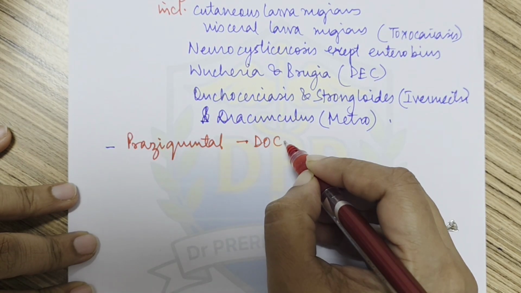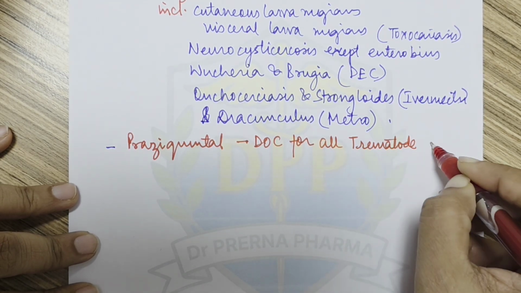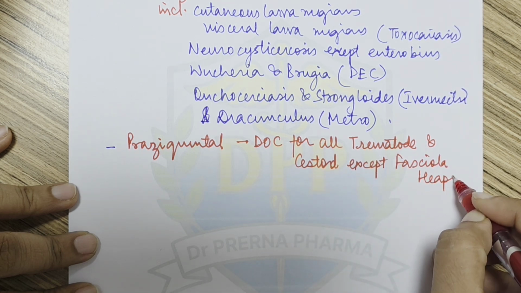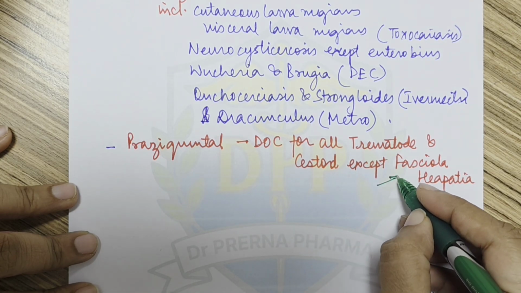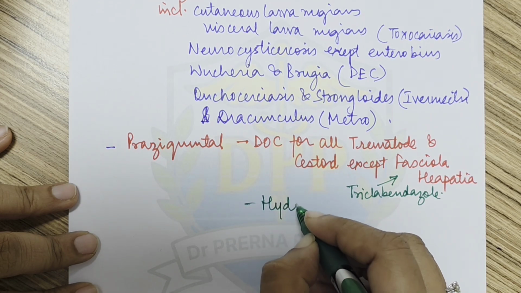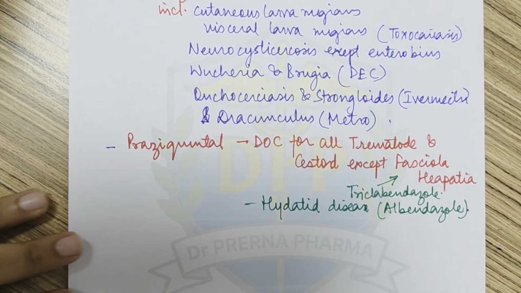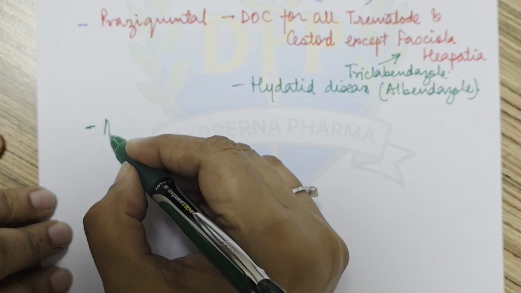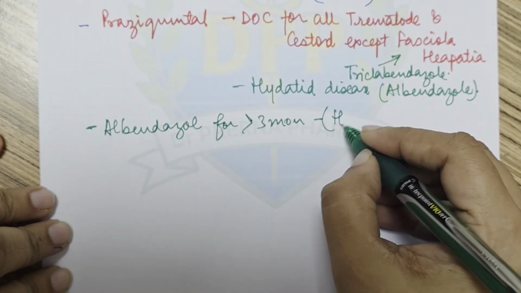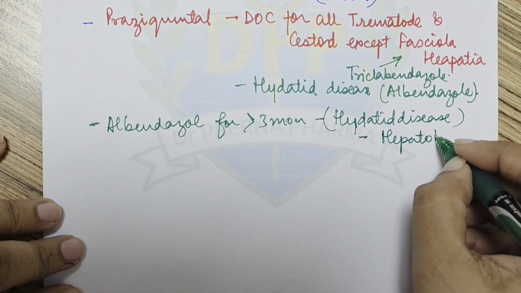The next point, praziquantel is the drug of choice for all trematode and cestode infection except fasciola hepatica. In fasciola hepatica we use triclabendazole. In hydatid disease we use albendazole. Next is that high dose albendazole can be used for more than 3 months, like it is used in hydatid disease, and this can result in hepatotoxicity, right?